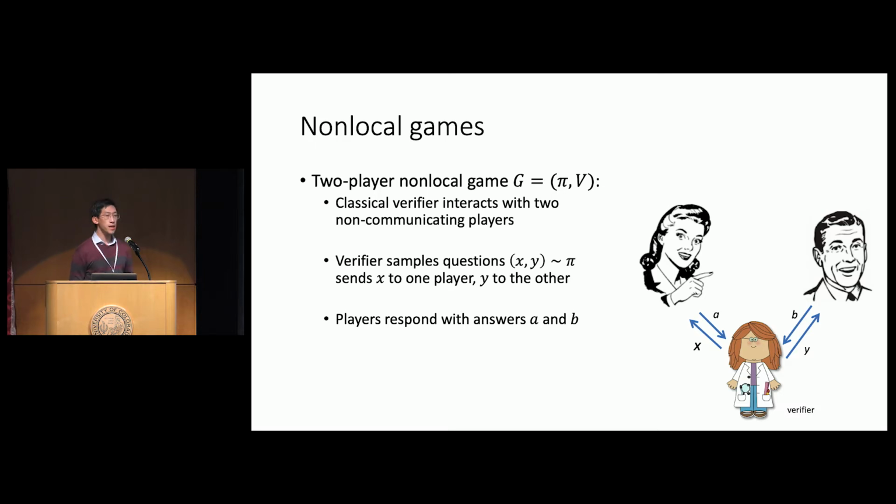The verifier will sample a pair of questions, x and y, from this distribution pi. The verifier will send x to Alice and y to Bob. And they have to respond with answers a and b. The verifier will check if they have won the game by evaluating the predicate v of x, y, a, b, and see if it's won or not.